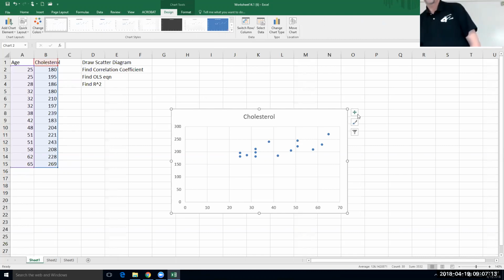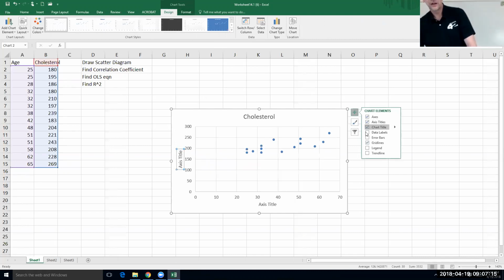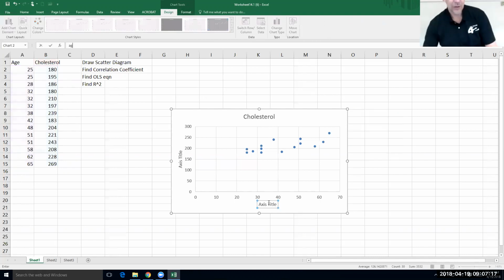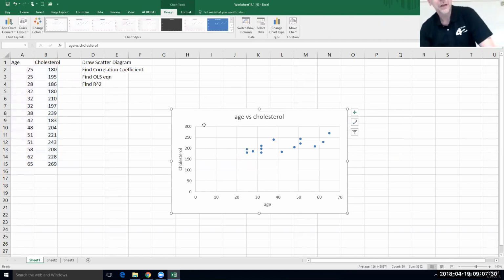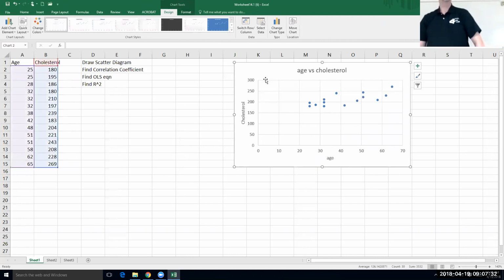All right, so add these back in. Age, cholesterol, age versus cholesterol. Okay, so now, Marin, how do you find the correlation coefficient quickly and easily?